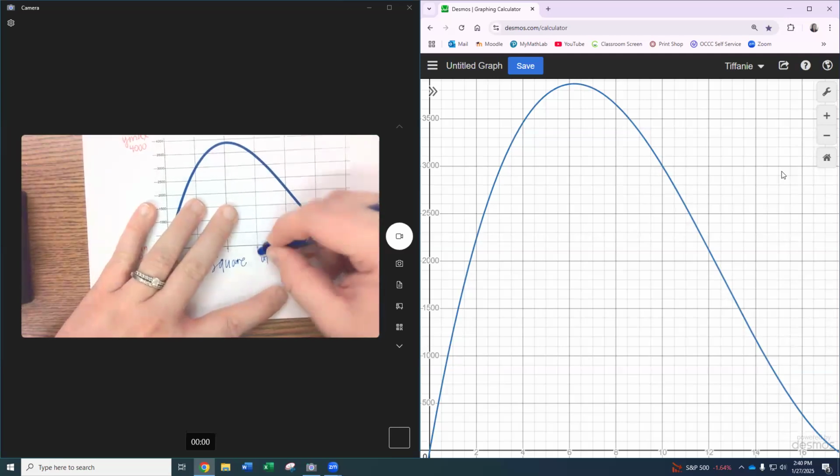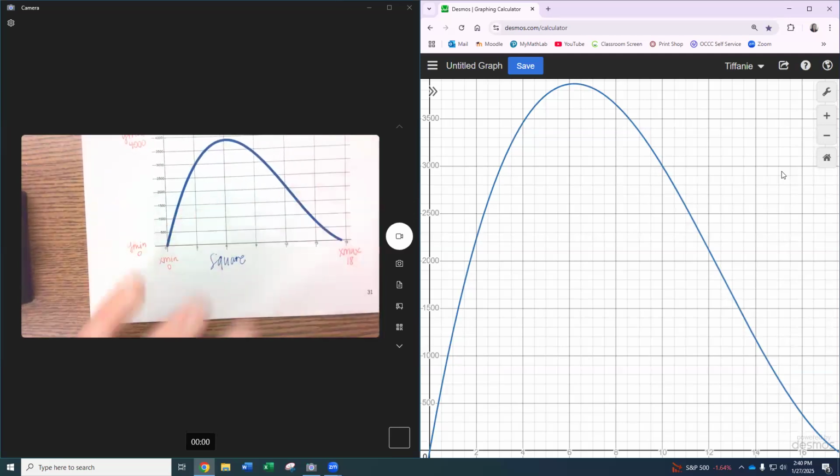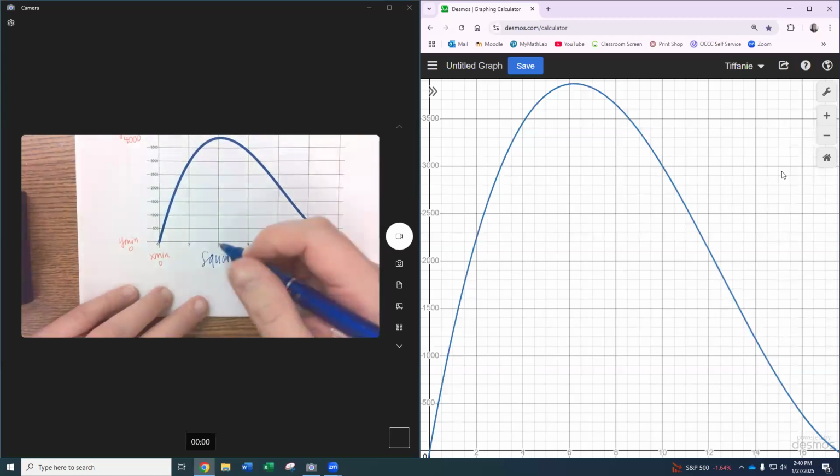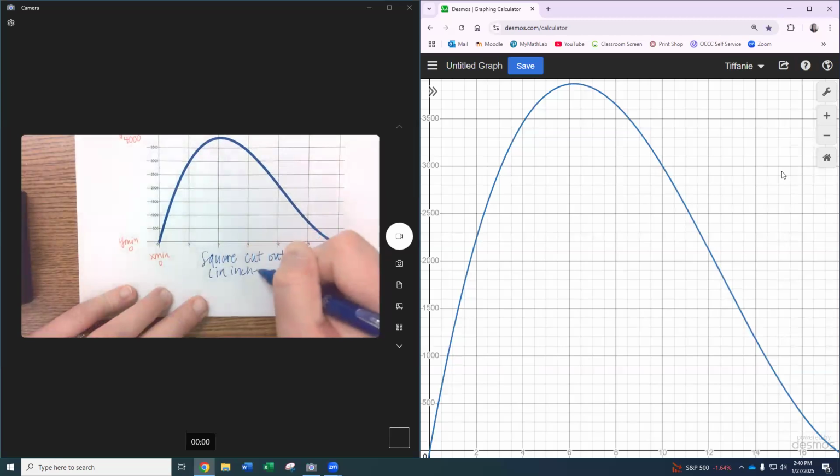I can't write right now. It's a struggle. Okay, square, that's that word square. Square cut out. Okay, and my unit is in inches.